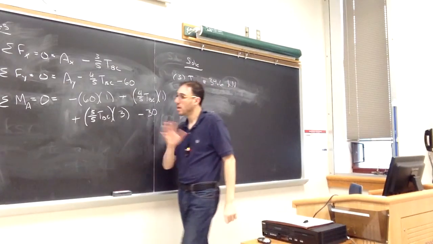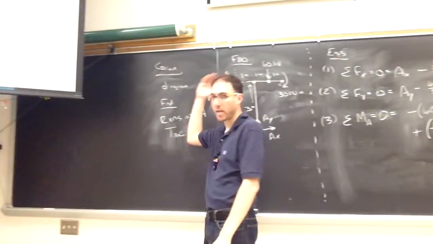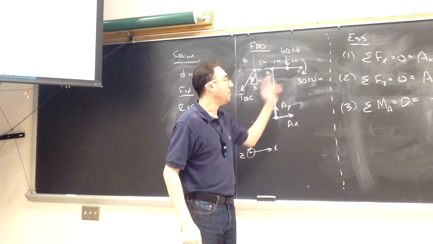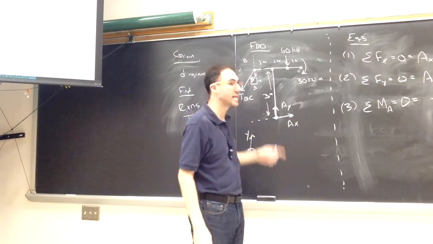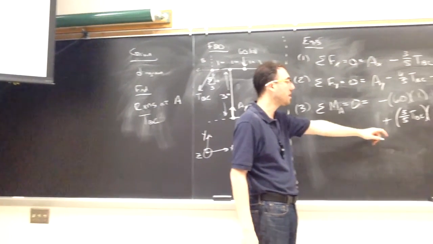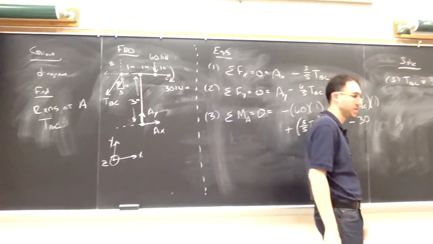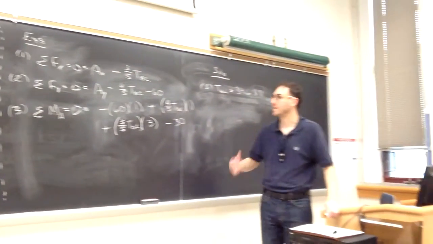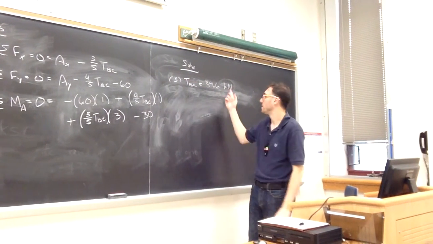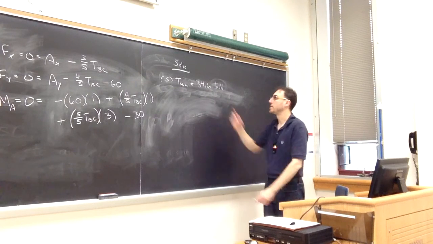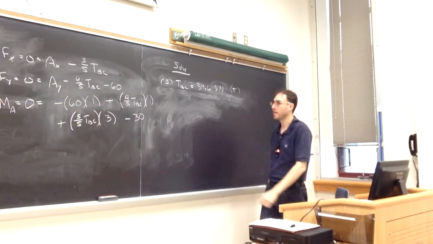I'll say it again. For equation 3, I could have chosen any point to take the moment about, point B, point C. But if I chose point C, I would have had TBC, AX, and AY in equation number 3. It's still a solvable system. It's just harder by hand to solve. But I would still get the exact same answers in the end. I would still find that TBC was 34.6 kilonewtons. This is positive, meaning that this is in tension, which it has to be, since it's a cable, or a rope.